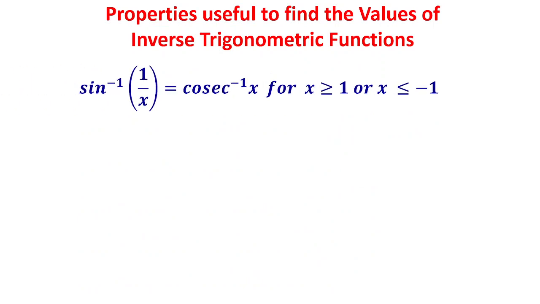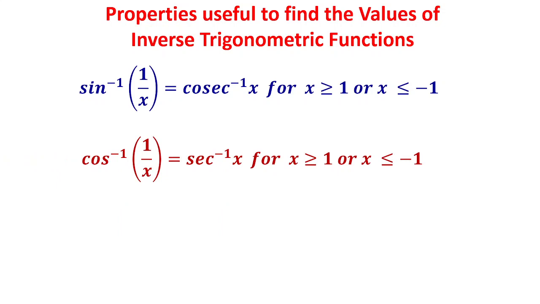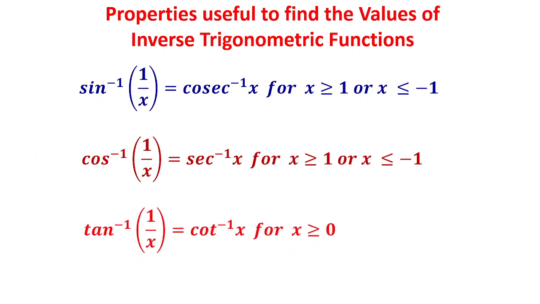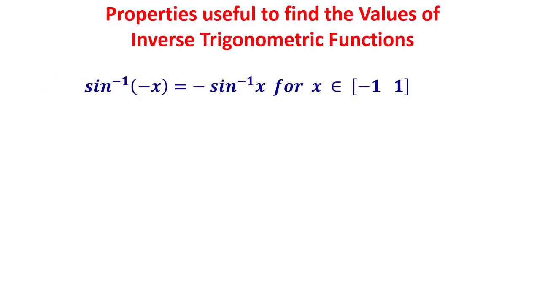Suppose you have sin inverse of 1 by x, it is cosecant inverse x. Cos inverse of 1 by x is secant inverse x. Tan inverse of 1 by x is cot inverse x. These properties are derived from the fact that 1 by sin x is cosecant x, 1 by cos x is secant x, 1 by tan x is cot x. Now we are going to another very important property.